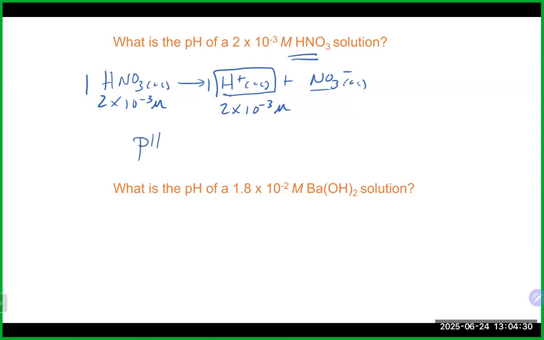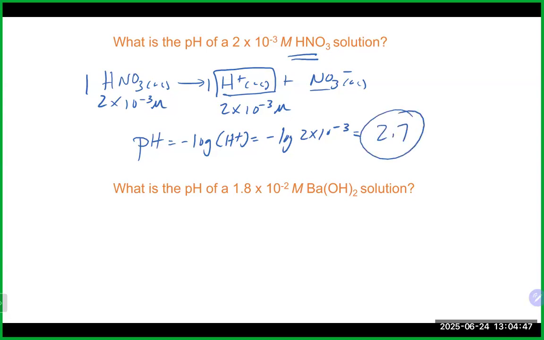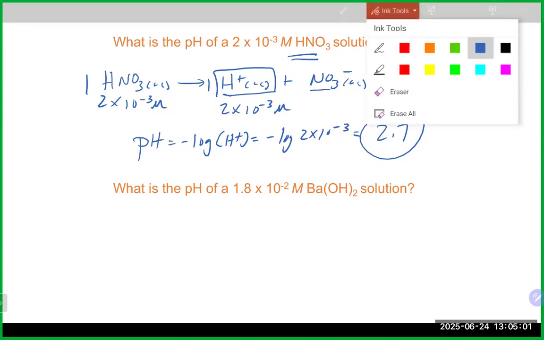The pH then would be negative log of our H plus, and that's going to get us negative log of 2 times 10 to the minus 3. And it looks like a 2.7 in this case, which is acidic and makes sense since that is an acid. So again, if you by some chance got a basic pH here, that would definitely not make sense. You definitely punched something in incorrectly. First off, any questions on that one there?